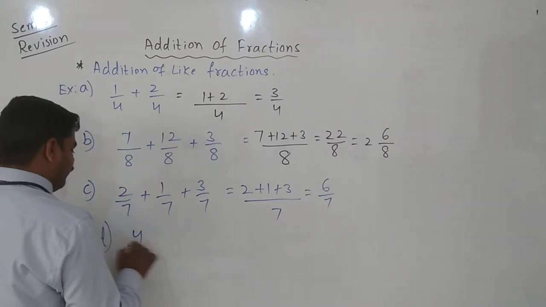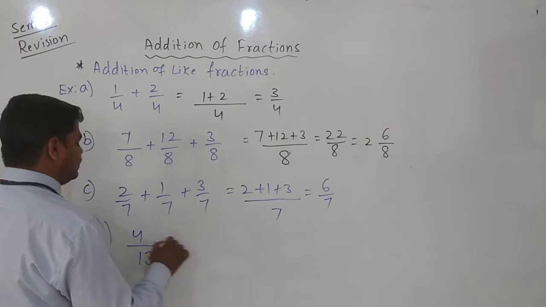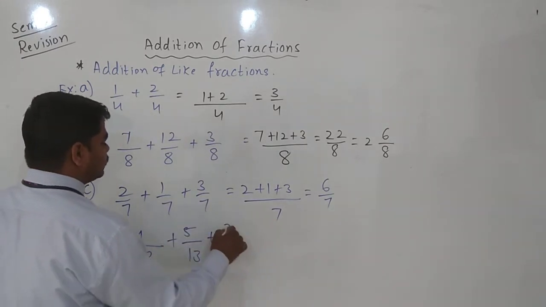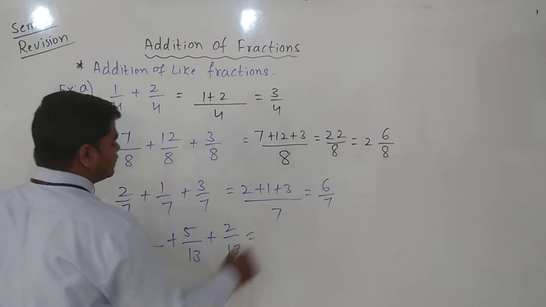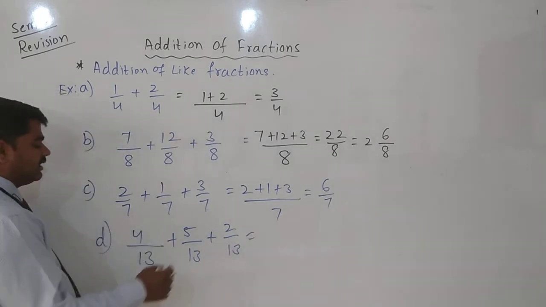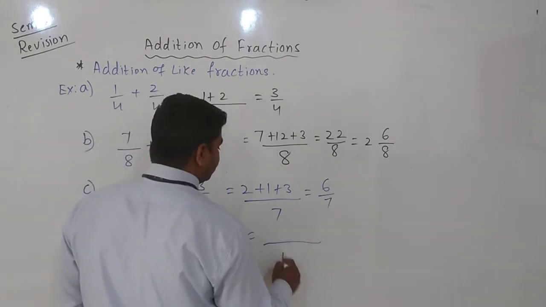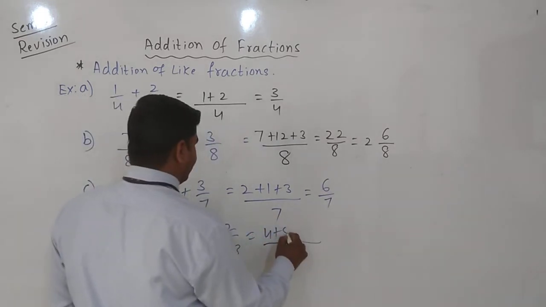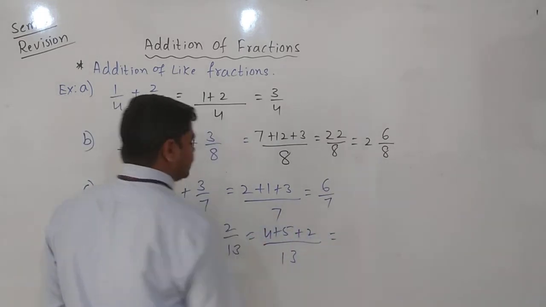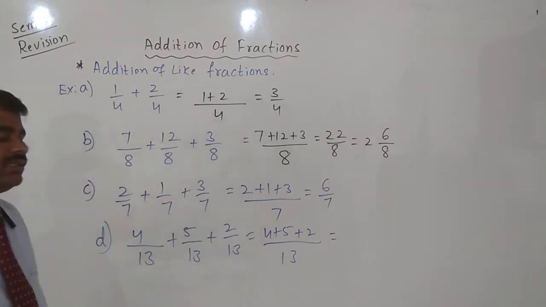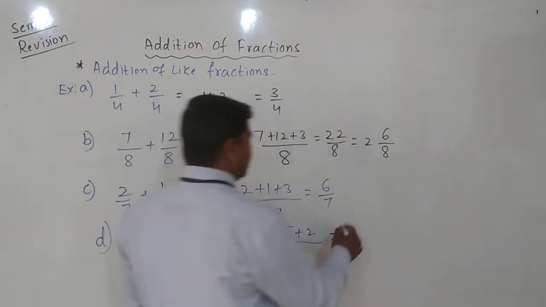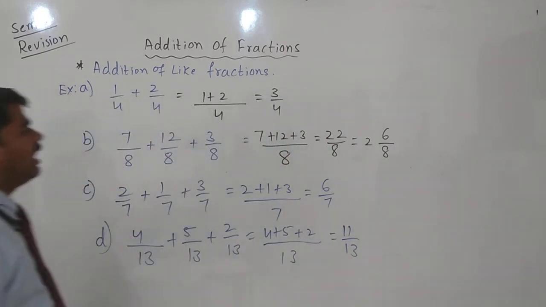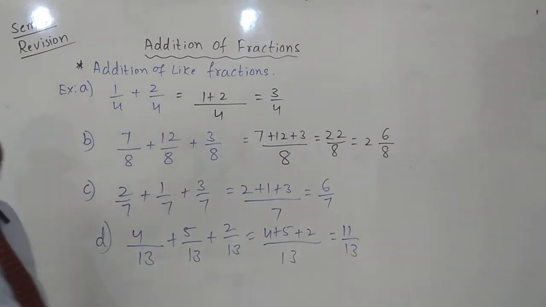4 by 13, 5 by 13 and 2 by 13. This is the fraction. Then add these three fractions. You take 13 as the common denominator, then 4 plus 5 plus 2. 4 plus 5 is how much? 9. 9 plus 2, 11. 11 by 13. This is the answer. Adding like fractions is very simple.